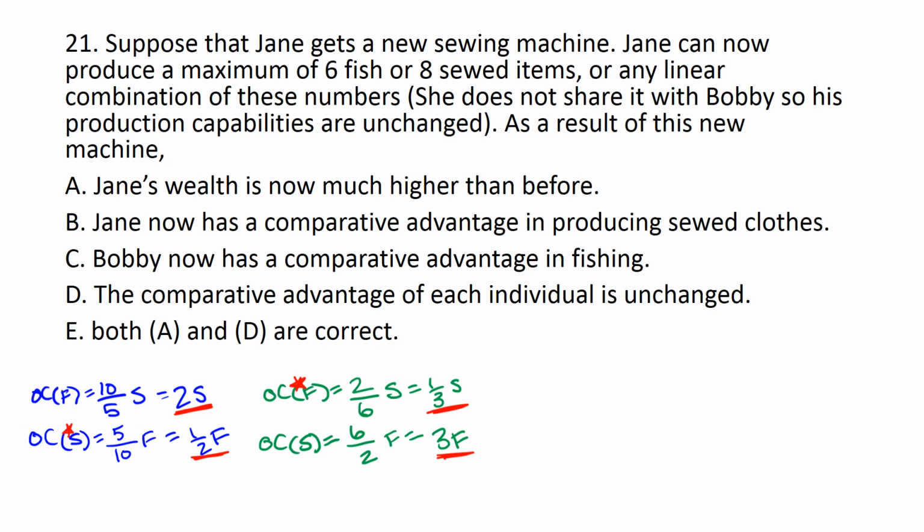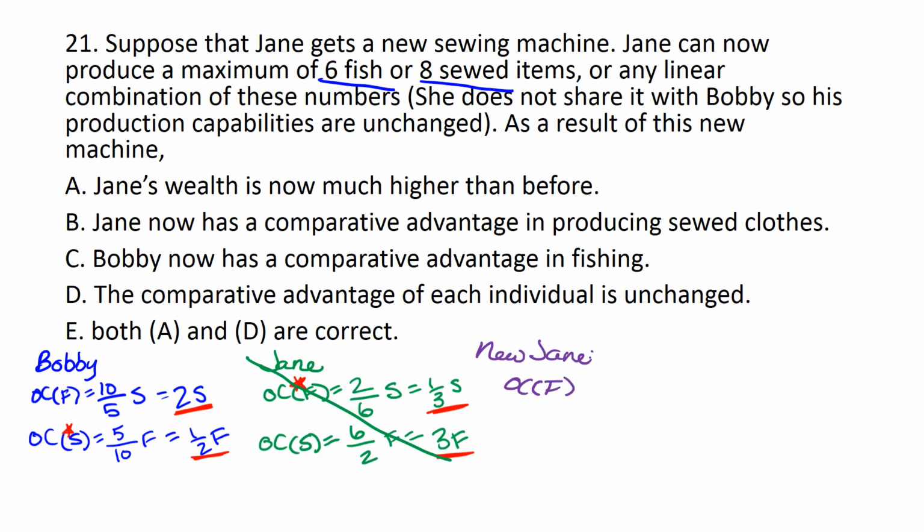In this question, we have that Jane now gets a sewing machine, and so her ability to produce fish is the same, but she can make more sewed clothes. Also, she doesn't share the sewing machine with Bobby, and so he's not changing. So originally we had calculated Bobby's opportunity cost to be those numbers and Jane's to be these. But now that she has the sewing machine, hers are going to change. Her new production possibilities and opportunity cost looks like this.